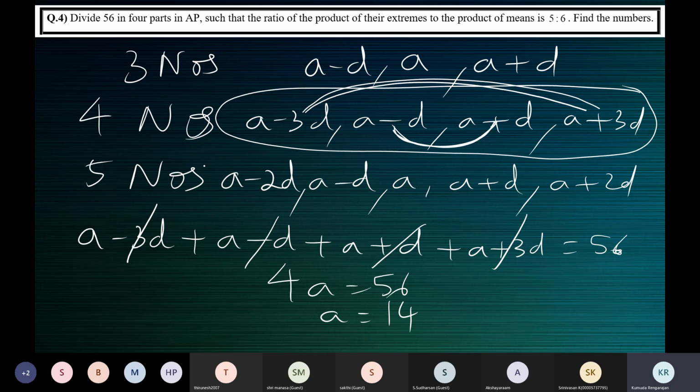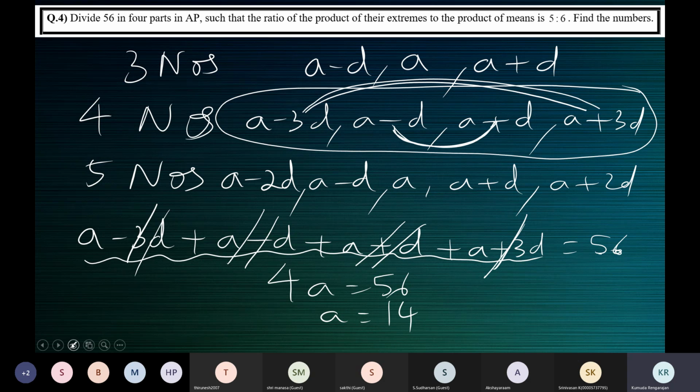So first, the sum of the four parts is equal to 56. When you write this equation, the D is eliminated. Minus 3D plus 3D, minus D plus D. So D is eliminated. You're able to find the value of A.